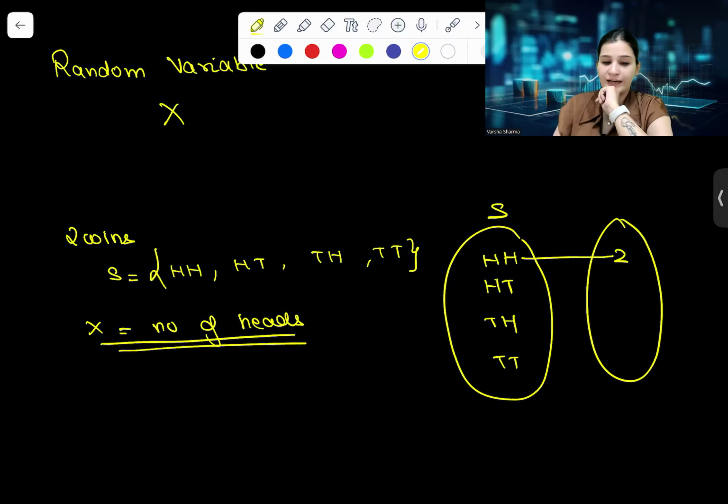Now the probability of 1. X will be 1 when we have HT and TH, right? So what is the probability of getting HT or TH? 2/4. Then for 0, what will happen for 0? 0 is TT. What is the probability of TT? 1 by 4. Any doubts? No, ma'am.